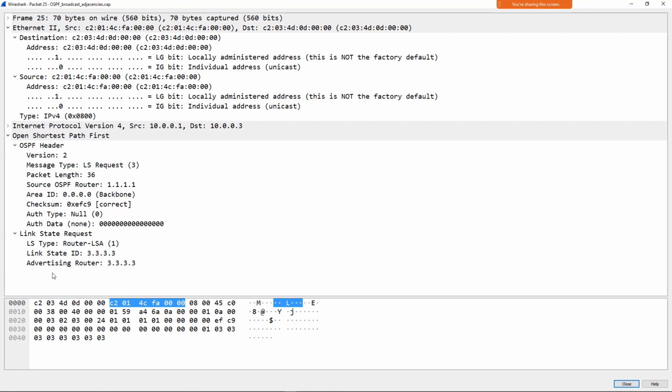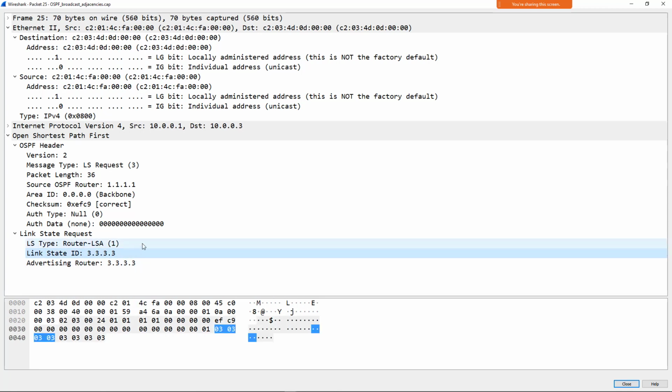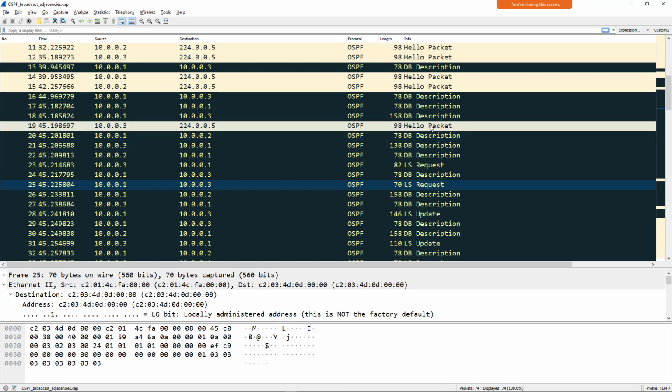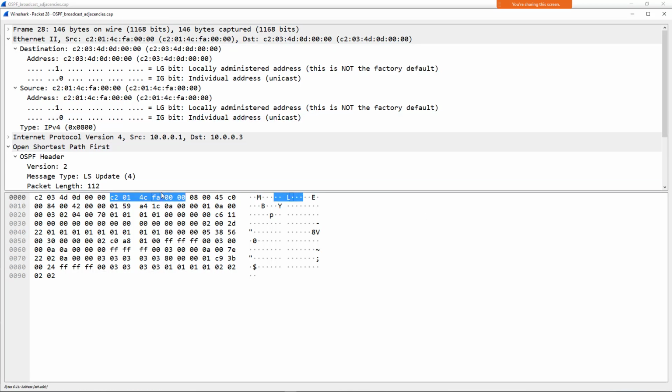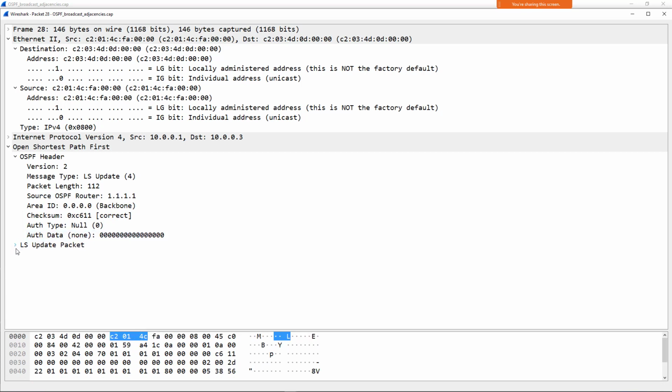All right. And we identify link state information in the database by something called a link state ID. Every link state advertisement has a unique link state ID. And in this case, we're identifying, hey, I need the information about this particular link state ID. So I should see a link state update in response that contains that information. So here's the link state update.